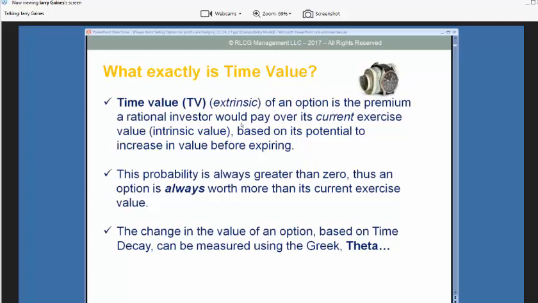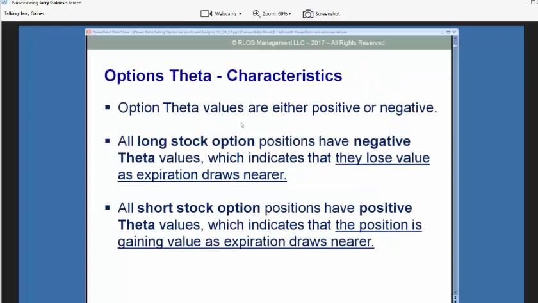And that's another great thing with options. You've got these various Greeks that you can use to measure what will affect the price of the option and how to potentially adjust to various conditions in the market. So the first one, though, is theta.